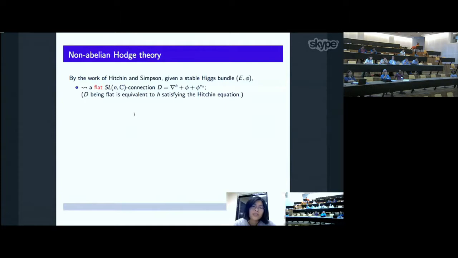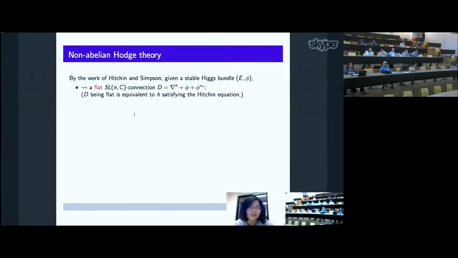So because of this theorem, we actually obtain from a stable Higgs bundle a flat SL(n,C) connection, which is the sum of the Chern connection plus the Higgs field and its Hermitian adjoint. In fact, the flatness of this connection is equivalent to our solution H satisfying the previous equation. So consider the holonomy of this flat connection. We obtain a representation from the fundamental group of the surface into SL(n,C).